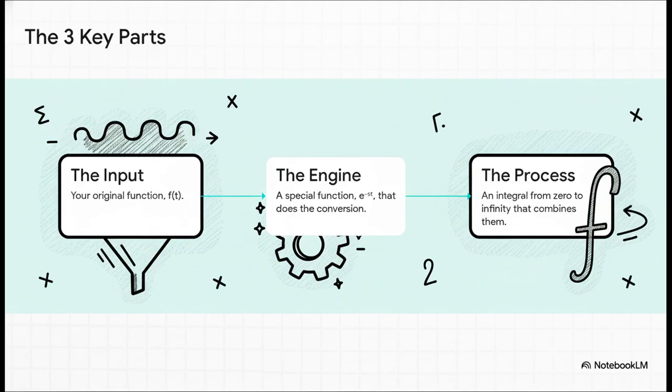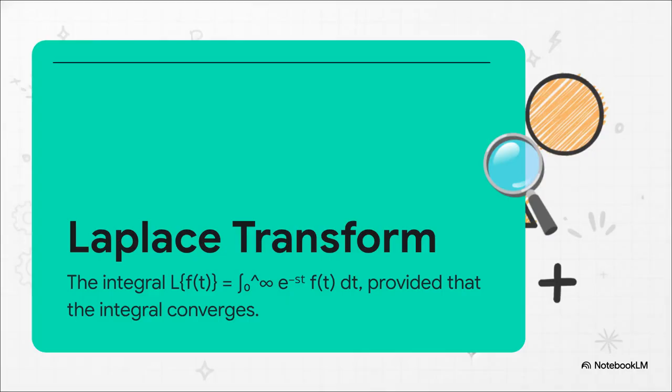Second, you have the engine, this special exponential bit, e to the minus st. This guy does the heavy lifting. And third, you've got the process, an integral that mashes those two things together and adds it all up over all positive time. And here it is, the whole shebang.